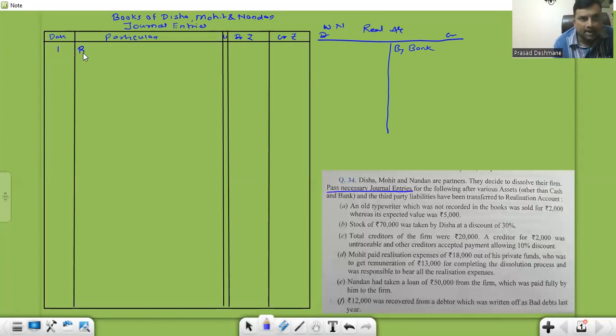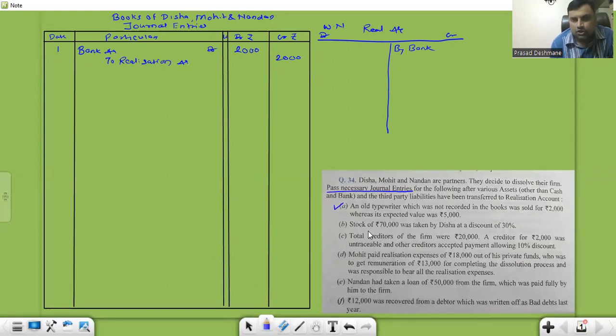So the entry will be what? Bank account debit to realization account. Amount is 2,000. Doesn't matter what the expected price is. How much we sold it for? 2,000. So we are going to record that 2,000. First thing is done.